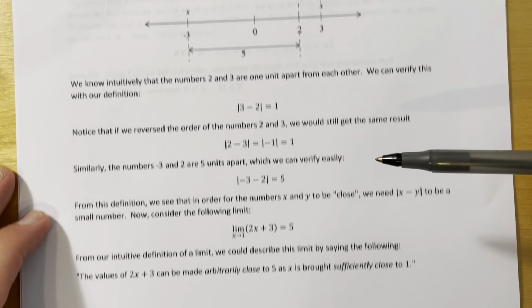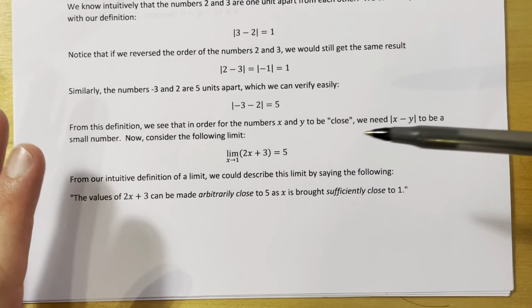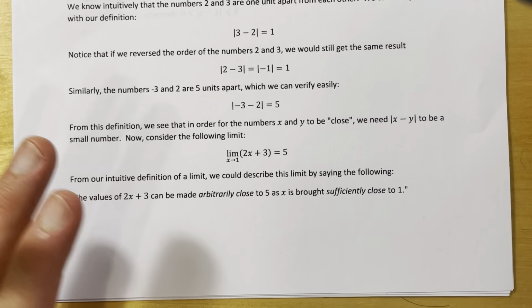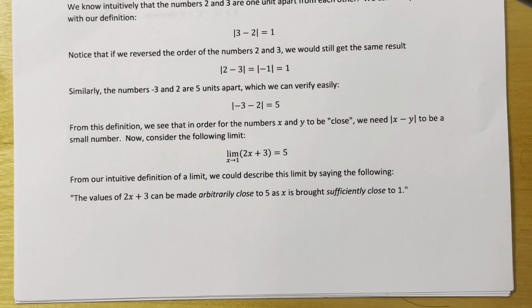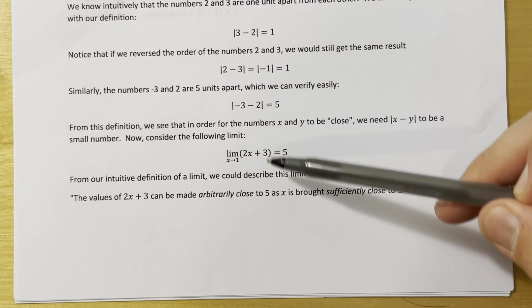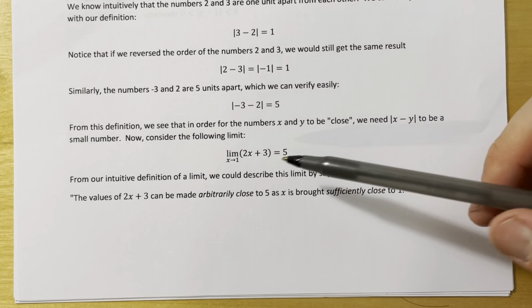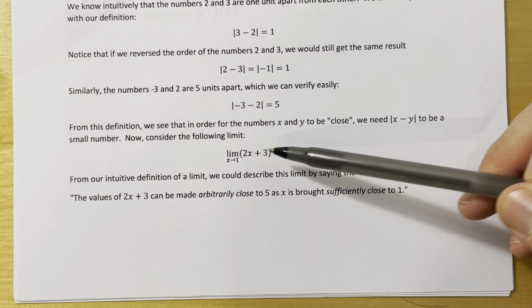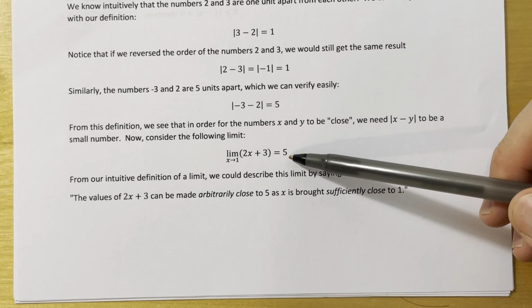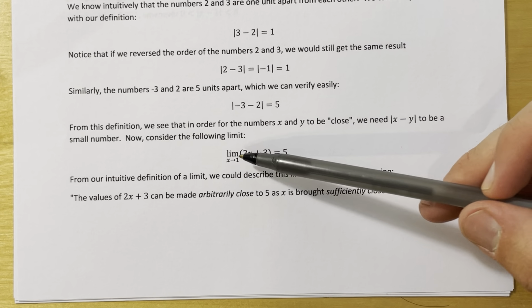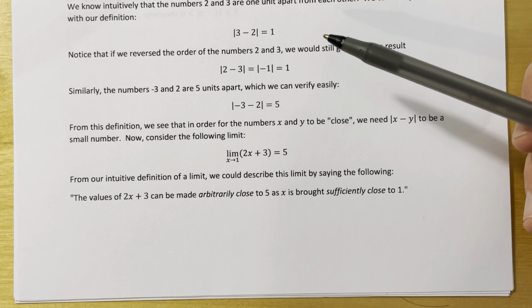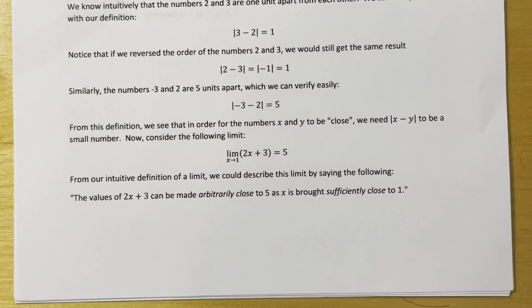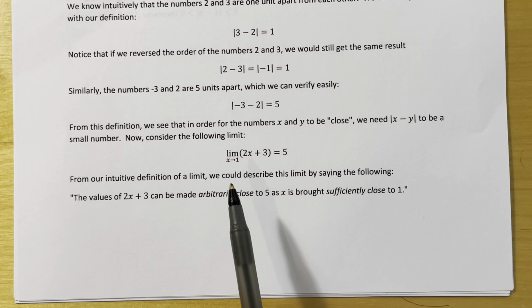So let's take a look at an actual limit now, one that's easy to evaluate based on what we've done in previous sections, and see if we can investigate this idea a little bit more. So here I'm looking at the limit as x approaches 1 of 2x plus 3, which we could very easily verify is equal to 5. Notice this is one of those examples where I could use direct substitution.